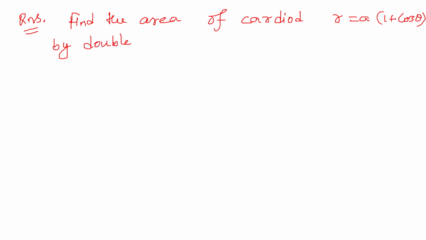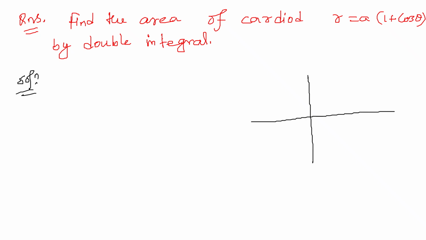Otherwise you can use the geometrical concept and find the area of the cardioid, but my interest is how to find that area by using the double integral concept. Okay, so let us see. As I told you, for this type of question, first of all you have to draw the graph. So the graph of this cardioid looks like this.